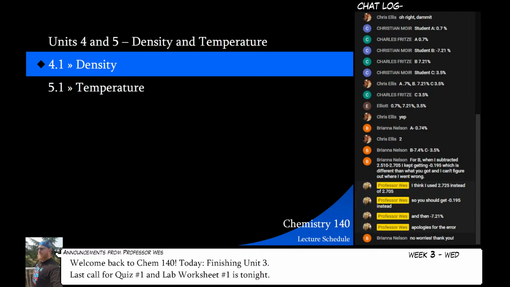I do want to mention that if you look in the chat right now, you can see I had a math error, it looks like, on problem B. A student reported that they got negative 0.195. And I had something like negative 0.215. I think I just used the wrong number. I used the answer from A instead of the standard number. So in the chat, you should be able to see what the correct answer for B is. I apologize for that mistake. Thank you for pointing that out.